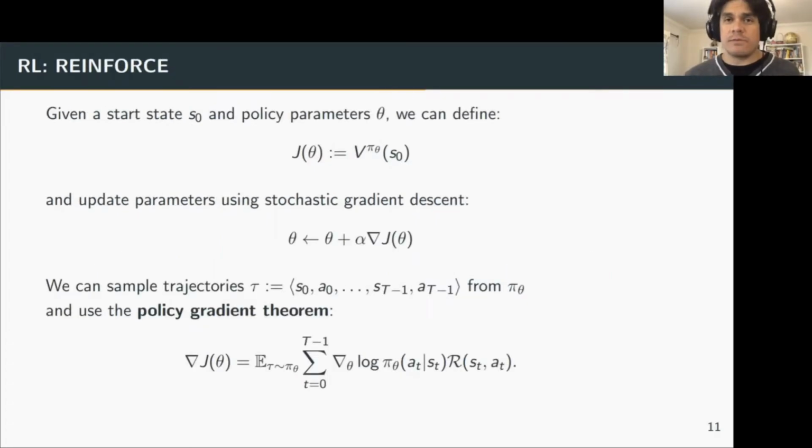The algorithm we use for our particular project is a very old one that's been around for a long time, called REINFORCE. What it involves is, given a start state S0 and a policy parameterized by some parameters theta. So what this means is that we can use, for instance, a neural network with parameters theta to represent our policy. We can then define the function J of theta as simply representing the value function for the particular policy pi parameterized by theta from the start state S0.